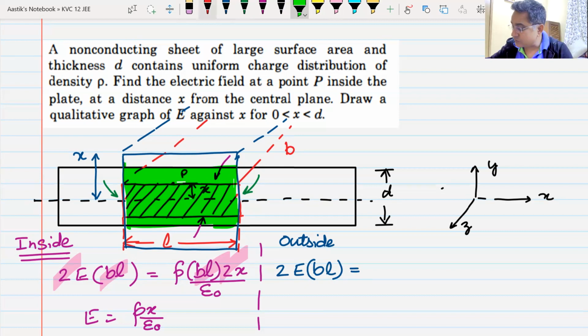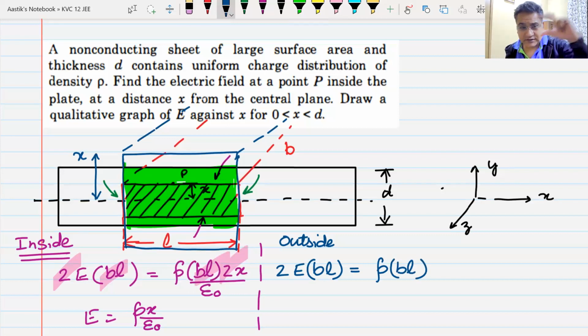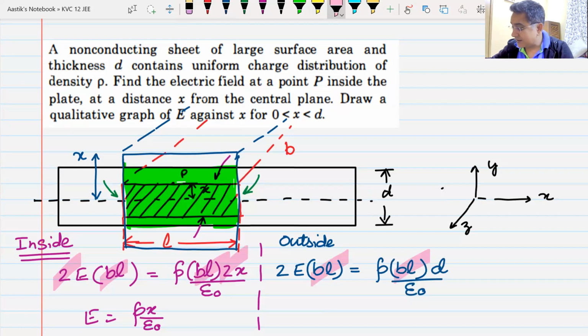So what is the charge enclosed? Rho is the density multiplied by volume. The volume is area multiplied by thickness. Area still remains B into L, but for the thickness, I can only take the thickness of this sheet. It is simply equal to D, divided by epsilon naught. And when I cancel this stuff, I end up with the electric field, and the electric field comes like this: rho D by 2 epsilon naught.